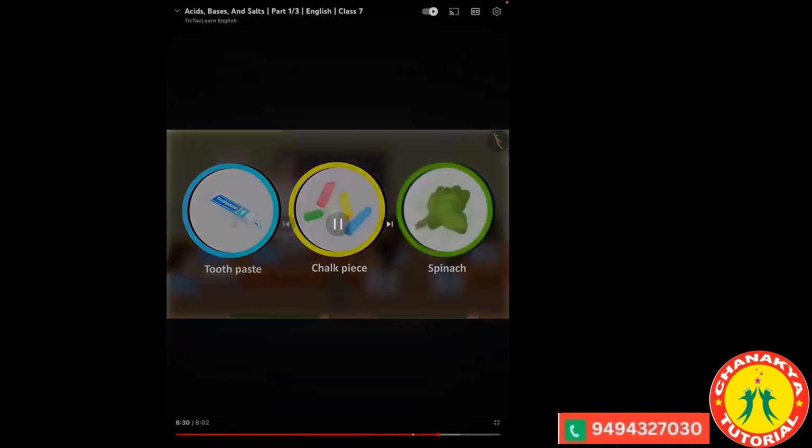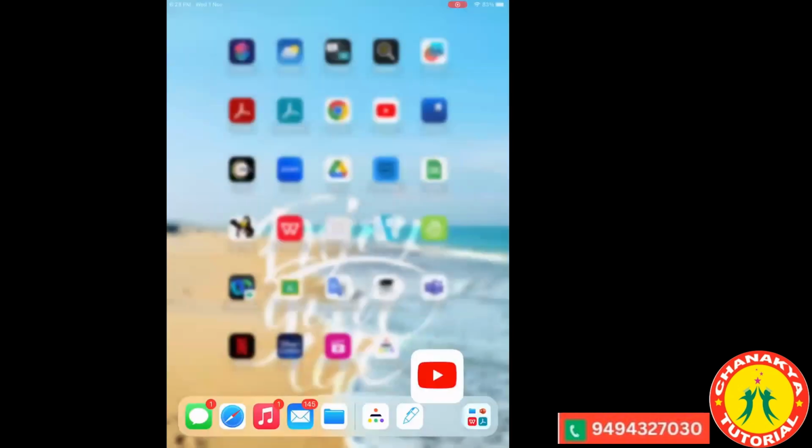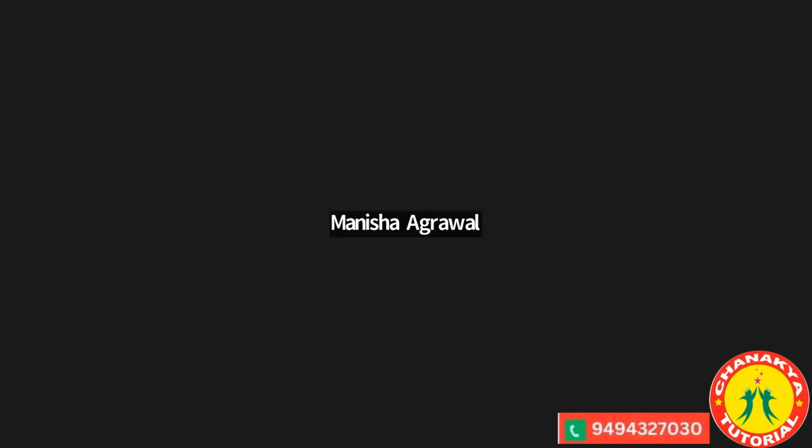Yes. Children, can you tell whether there are acids or bases in toothpaste, a chalk piece, and spinach? Just check the toothpaste. You might not compulsorily have toothpaste at your home, but take it and check the back of it, whether it contains acid or bases. Just go and get it, you'll find the answer. It will be written there.